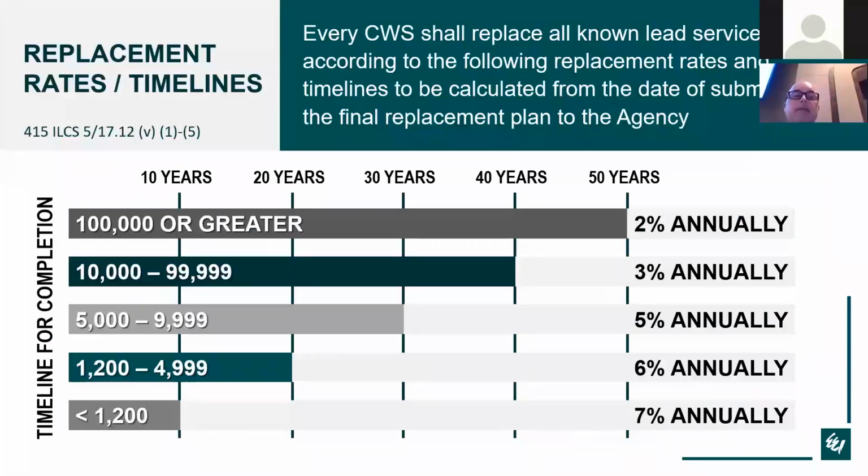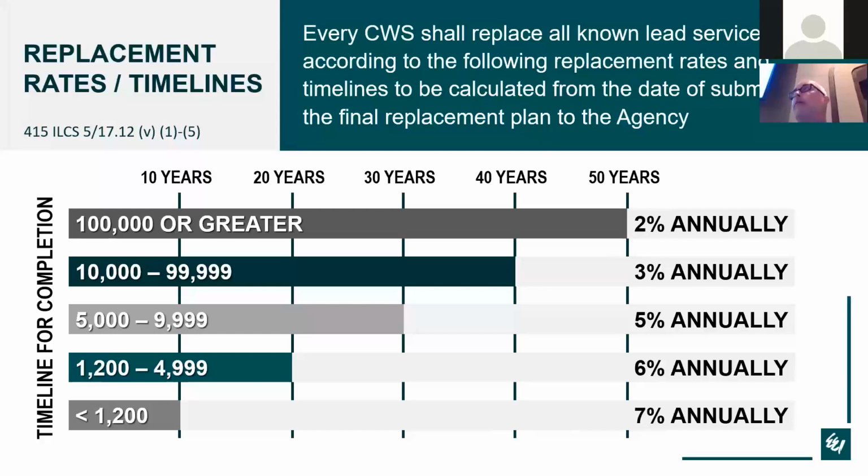The timelines, this infographic again. The key here is that the percentage is what ultimately you have to follow. So if your lead service lines fall within these categories, it's up to the timeline, but the percentages are the key. I'm pretty sure that the city of Chicago is the only municipality that has more than 100,000 lead service lines. In fact, they have close to 400,000 lead service lines.